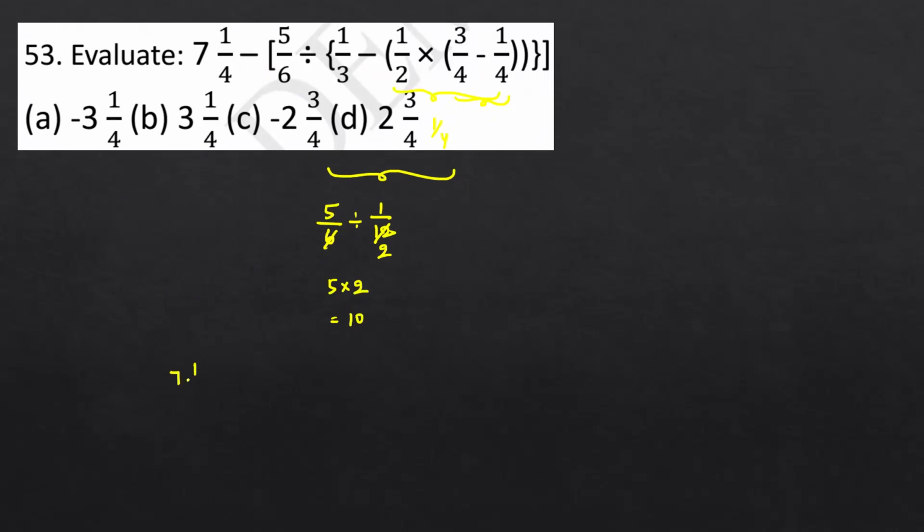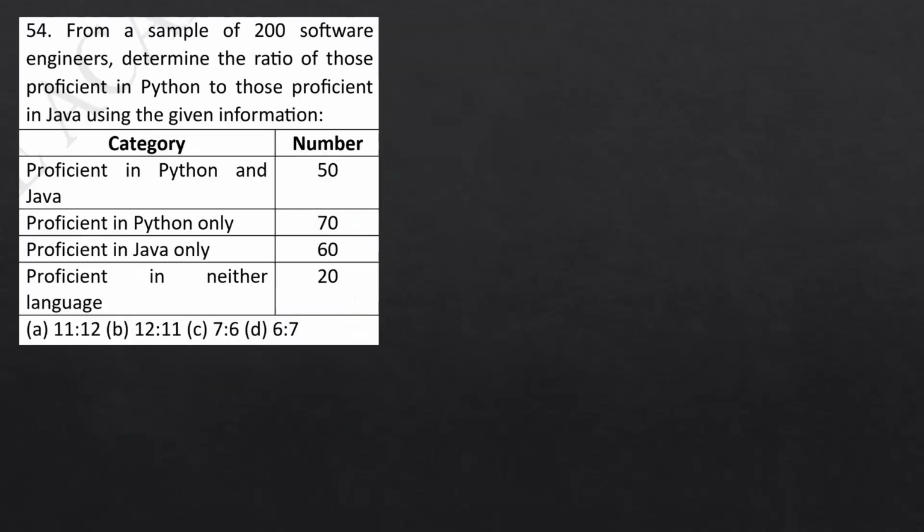Finally, you are getting 7 1 by 4 minus 10. So 7 1 by 4, how much you are supposed to add to make it as 10? So it is 2 3 by 4, but negative sign is there for 10. So it's going to be minus 2 3 by 4. So from 10, you are subtracting 7 1 by 4. From right to left, you do it.